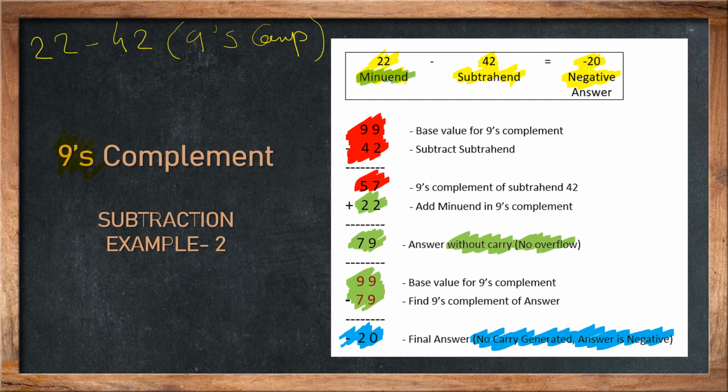And the same minus 20 here. So when we perform the operation, we follow this method, but when the computer performs the same operation, it follows this method. So this is the second example for the nines complement method.